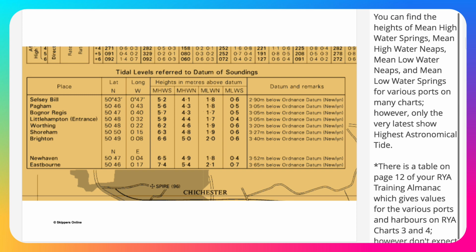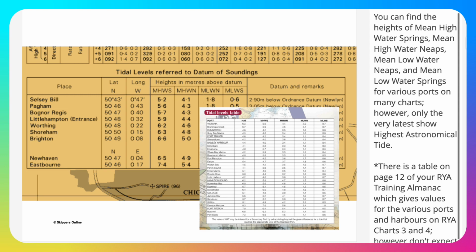You can find the heights of mean high water springs, mean high water neaps, mean low water neaps, and mean low water springs for various ports on many charts. However, only the very latest show highest astronomical tide. There is a table on page 12 of your RYA Training Almanac which gives values for the various ports and harbours on RYA charts 3 and 4. However, don't expect to find a similar table in a real almanac.